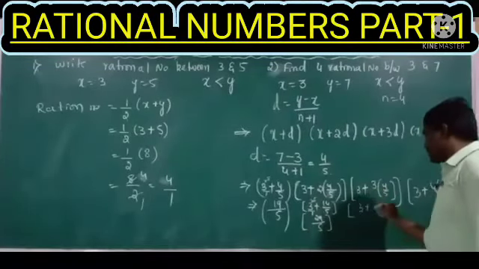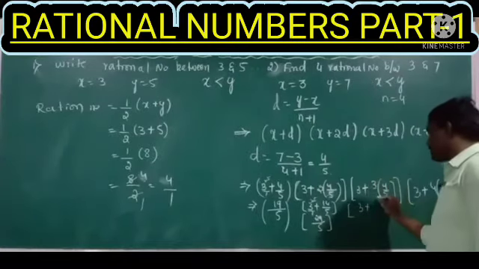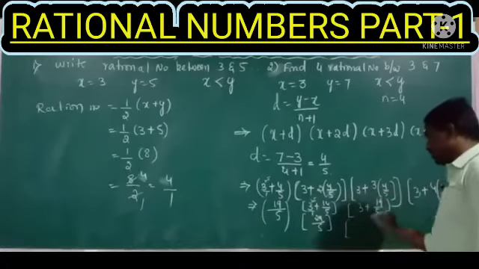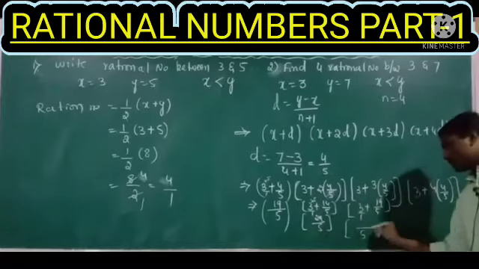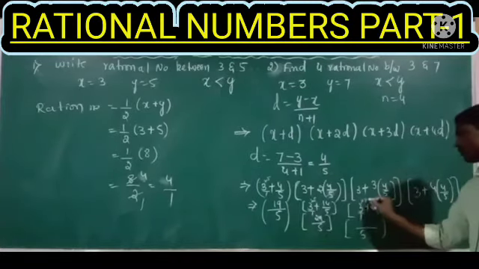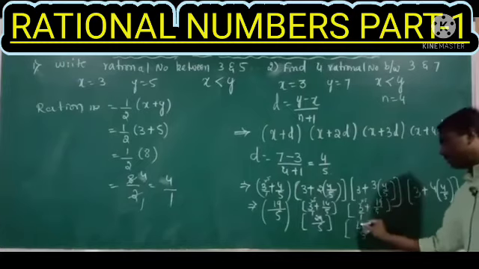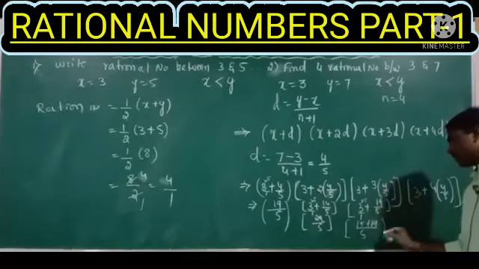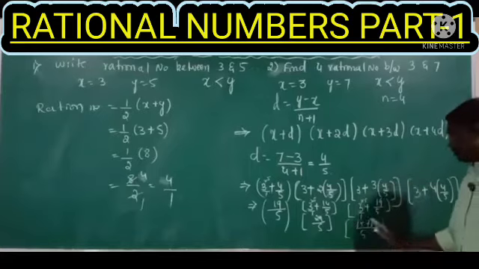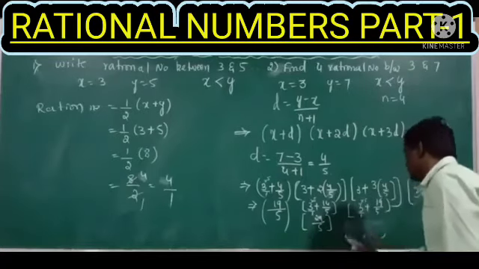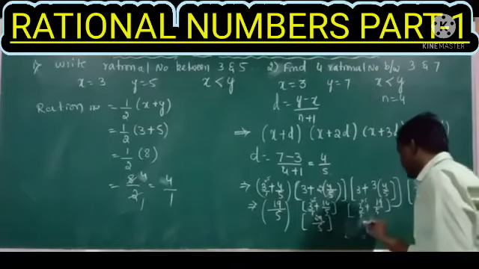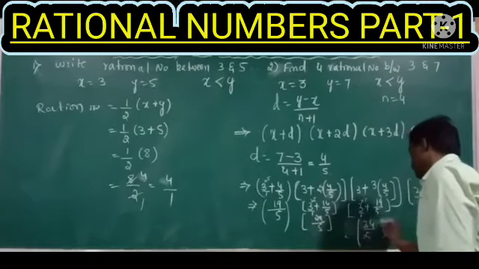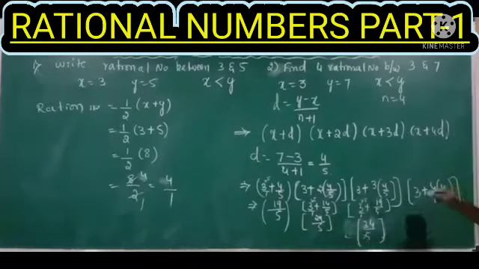Next one, write this 3 as it is. 3 plus 3 times 4 by 5 is 3 plus 12 by 5, which is 15 plus 4, 19 divided by 5. Hmm, take the LCM of these two. Denominator is always 1 means 5 is the LCM. If 5 is the LCM I need to multiply 5 here. 5 3s are 15, 15 plus 19 is nothing but 34 by 5.